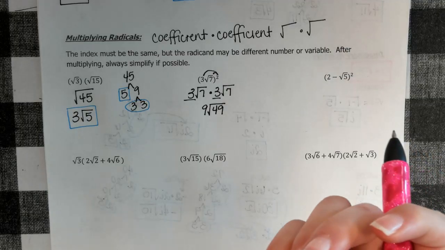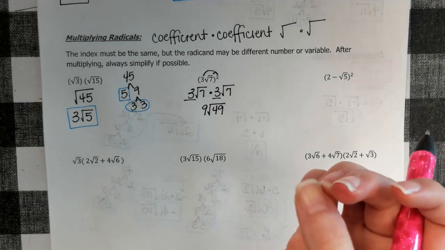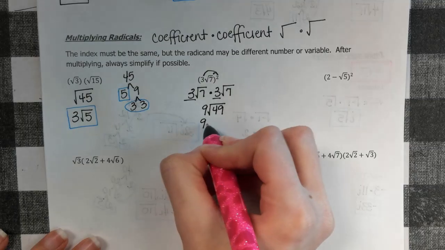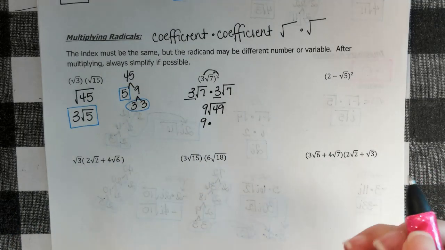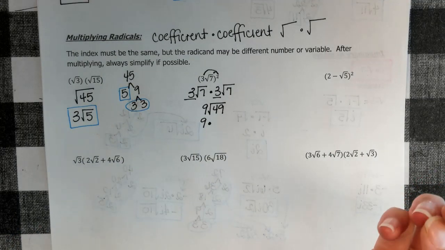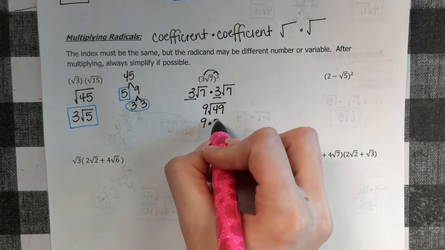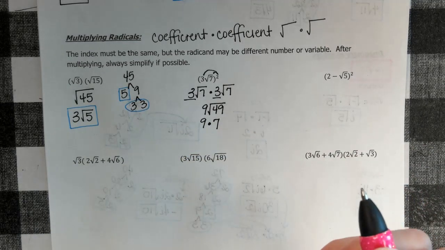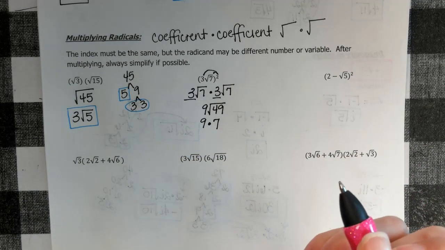Okay? What do I know about the square root of 49? It's just 7. So this is 9 times, is it the square root of 7 or just 7? 7. It's just 7. It's a perfect square. I do not write the radical. Okay, well, what's 9 times 7? 63.